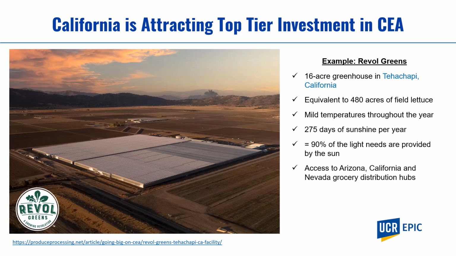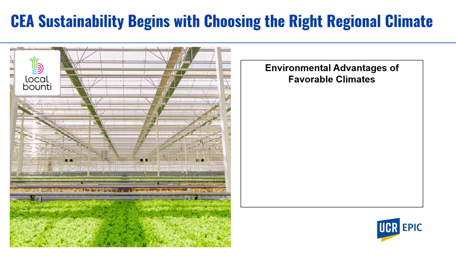The other thing is access to Arizona, California, and Nevada grocery distribution hubs. This is a really big one. And they really want to be positioned near those distribution hubs because the whole idea is to be somewhat local and to have your supply chain providing those distribution hubs with a steady and regular high quality product that the distribution hubs can count on and predict. Unlike the field where you can have crop losses and you can have setbacks, and that's really disruptive to the supply chain. So that's an exciting facility.